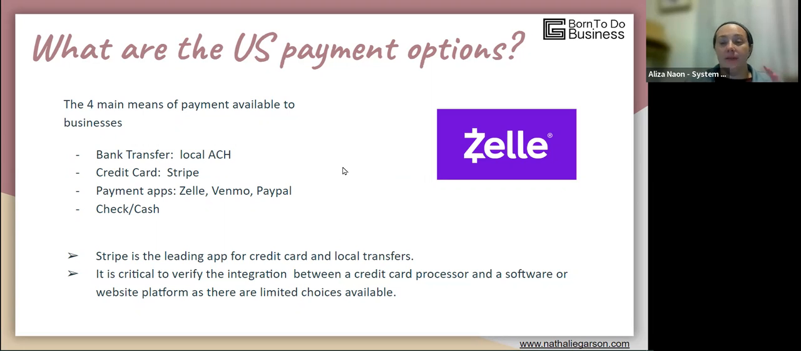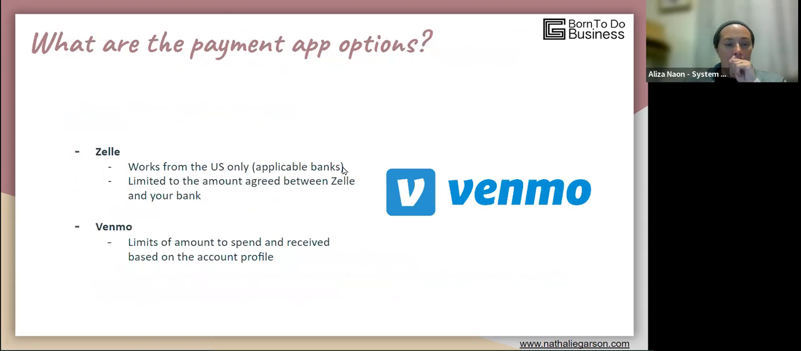But again, before you go with a software or a website where you need to take payments, you need to make sure that it's going to work with the payment solution you're choosing. What are the different payment apps? So you have Zelle. It works from the US only, right? It also has a list of applicable banks. It's a very long list. So most probably any mainstream bank in the US is going to work with Zelle, but you still need to check, otherwise you just can't use it.